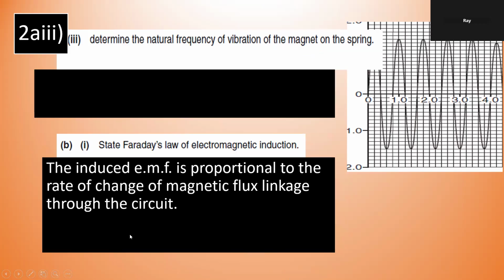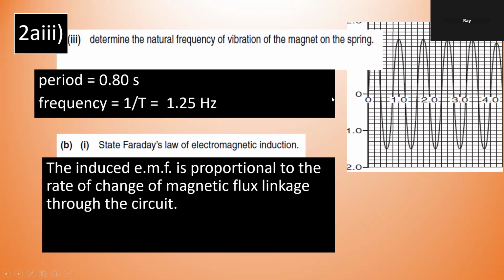Determine the natural frequency of vibration of the magnet on the spring. This one you should be able to do. Right? That's the period, 0 to here. Okay. So your frequency is just that. Okay. Any comment? Anything that is not clear? Yeah, okay.